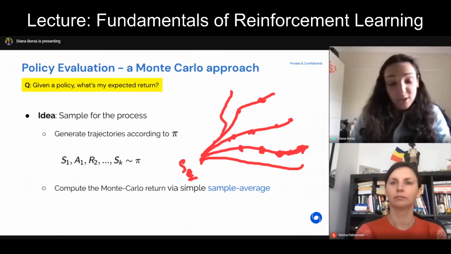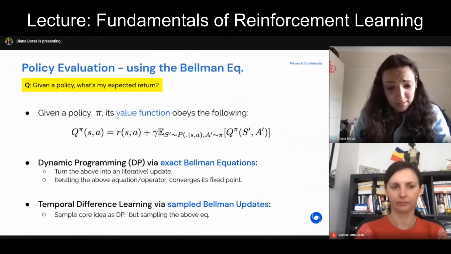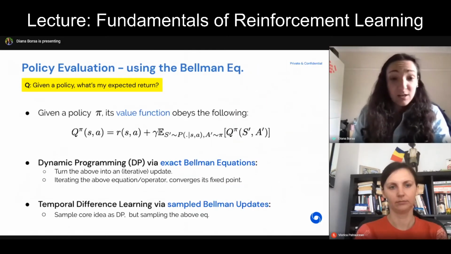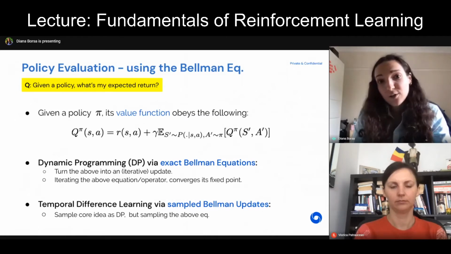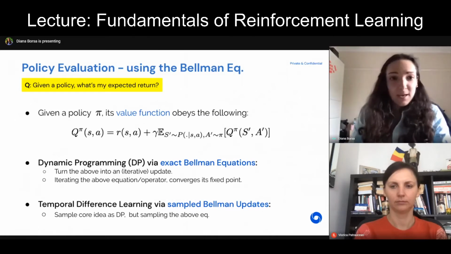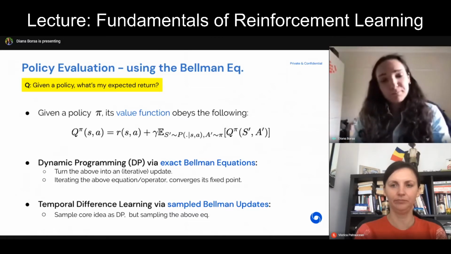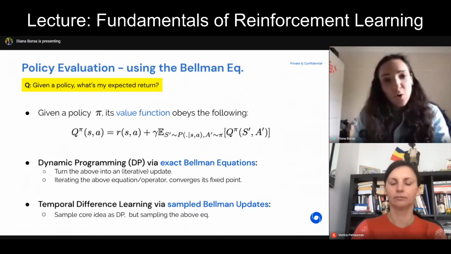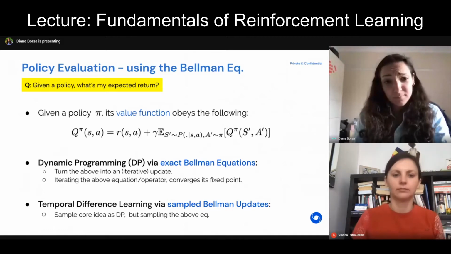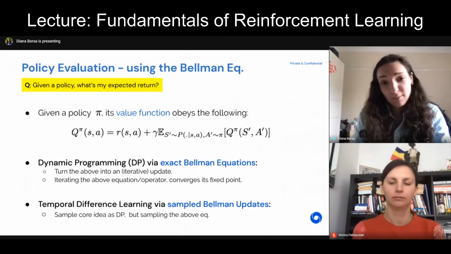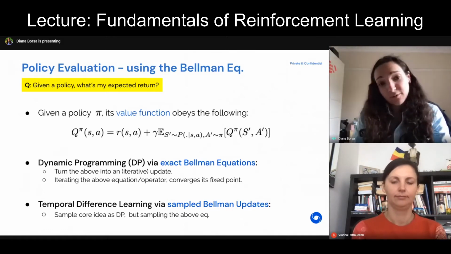Now the question becomes, given our assumption, can we do better? And this is exactly what we're going to do by using the Bellman equation. There are two strains of work that kind of mirror each other: one is dynamic programming, and the other one is temporal difference learning.